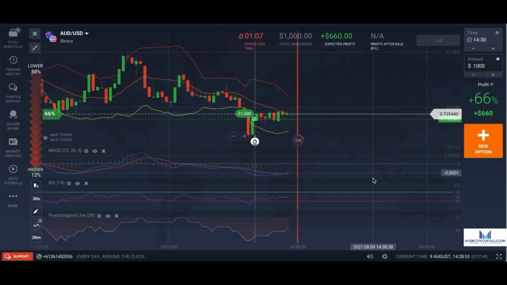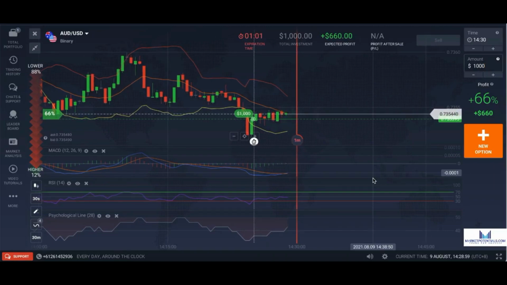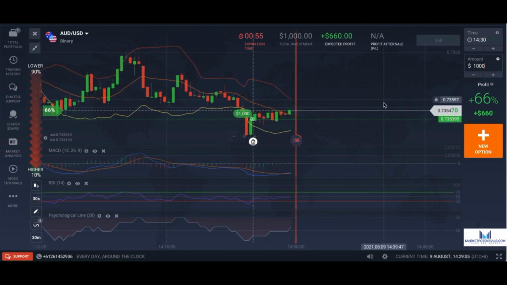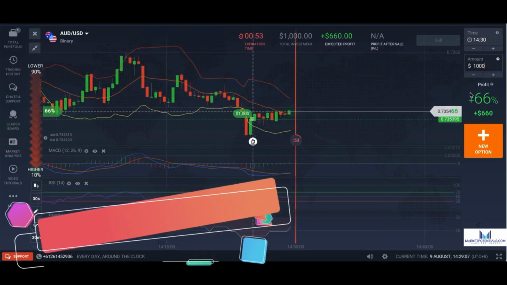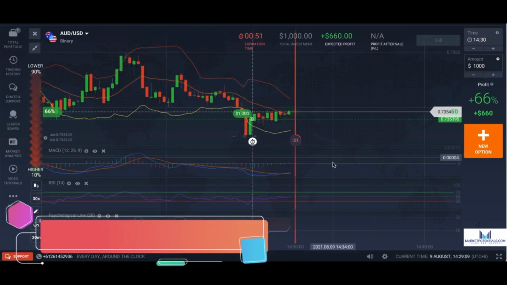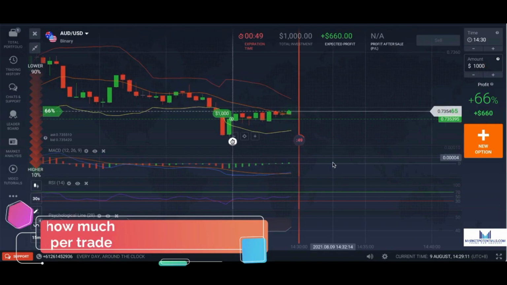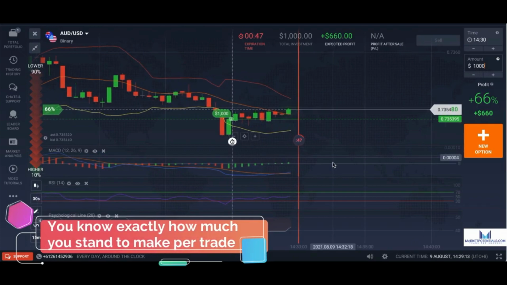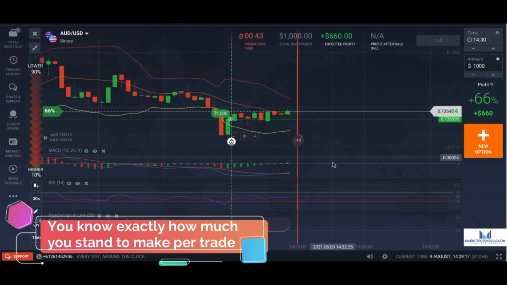Now, one of the main reasons I love binary option trading is it's fixed. Like I said, I trade for 5 minutes, 1 minute. The trading interval is fixed. The profit is fixed. I know exactly up front when I put in $1,000 on this trade, I stand to make 66% profit or $660 in 5 minutes. It doesn't get any better than that, right? Literally, I make more than $100 every single minute I stay in this trade. So that's one of the reasons I love this.